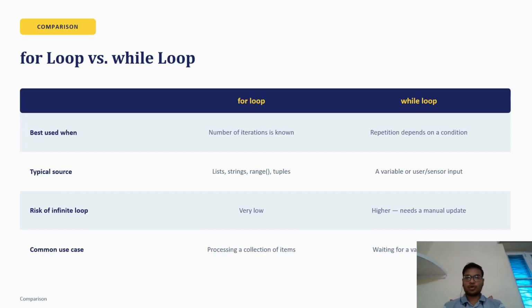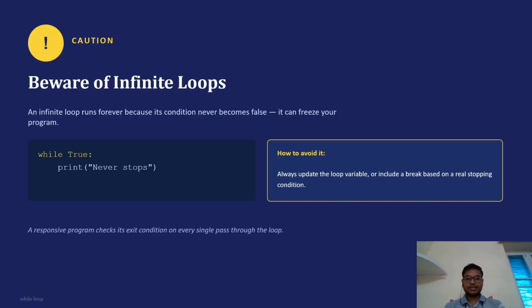So let's move forward and see what we have to beware of: the infinite loop. That's the more important thing inside the loop. What do we have to do so that we don't get a problem with an infinite loop? An infinite loop runs forever because its condition never becomes false. It can freeze your program.